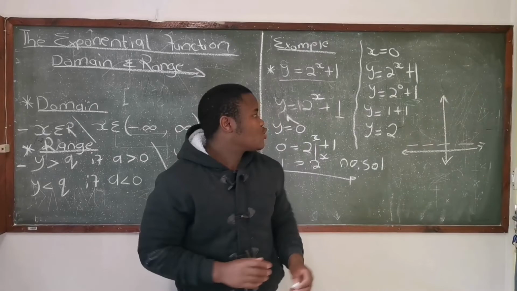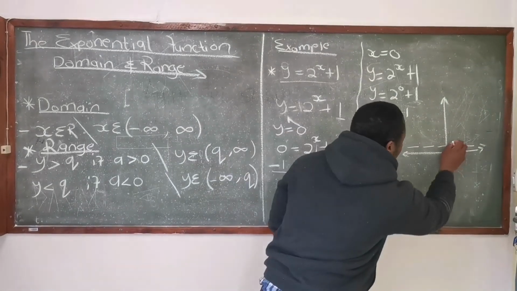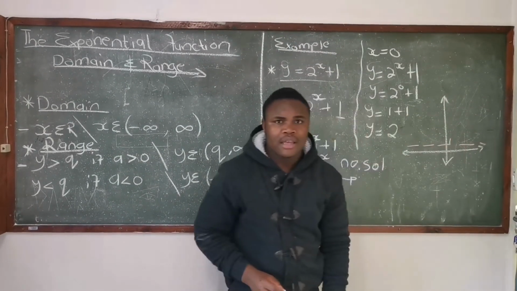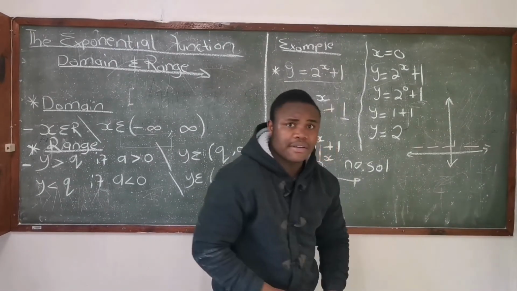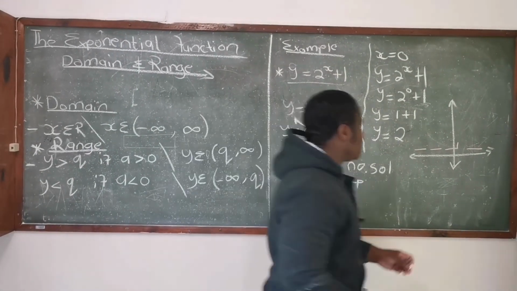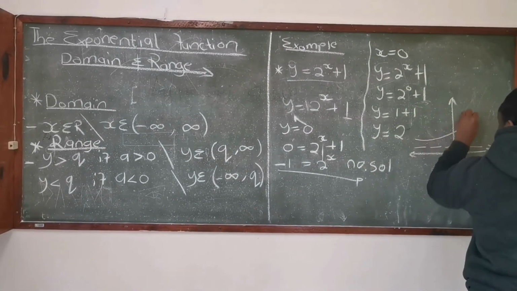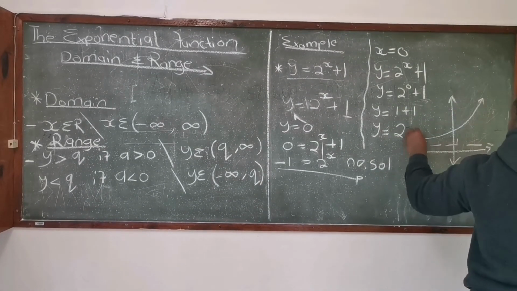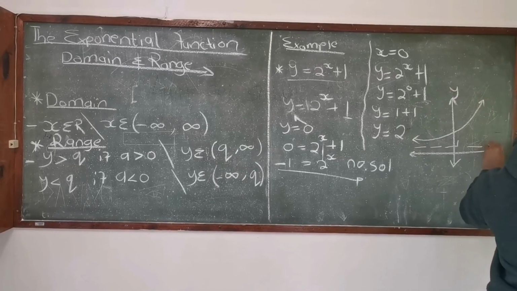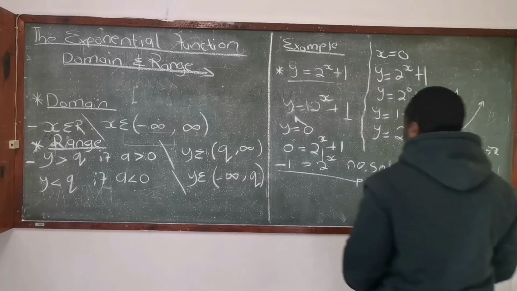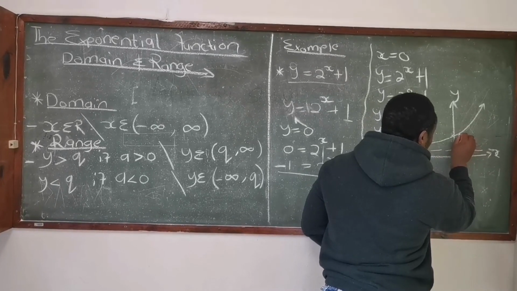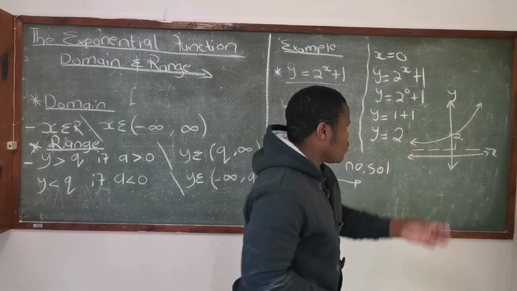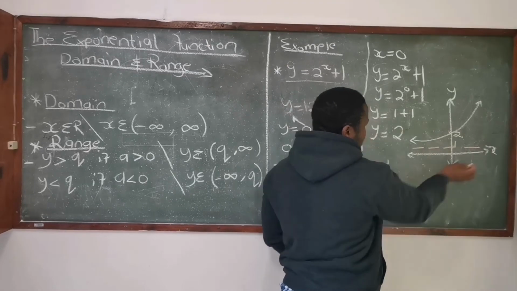Where does Q cut? Q cuts the y-axis at 1. Therefore, our graph is an increasing function above the asymptote, which means it's going to go like this. This is our exponential function. This is the y-axis. This is the x-axis. And where does it cut? It cuts y at 2, which means our point here is 0 and 2. This is how our graph goes.